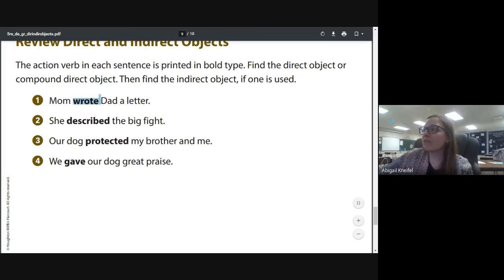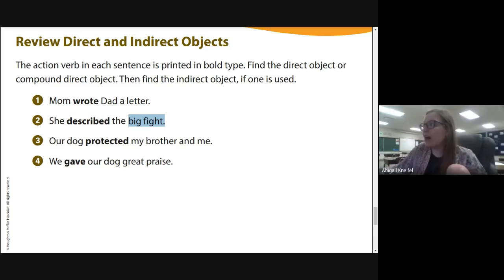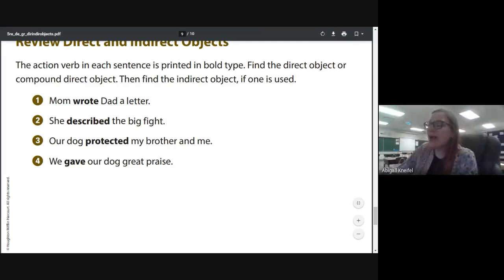Okay, so wrote is our verb. What is being written? A letter. So letter is the direct object, but our indirect object is Dad because that's who it's going to. So action verb, indirect, direct. She described the big fight. Described is our action verb, and then big fight is the direct object. There is no indirect object here because the big fight is just being described.